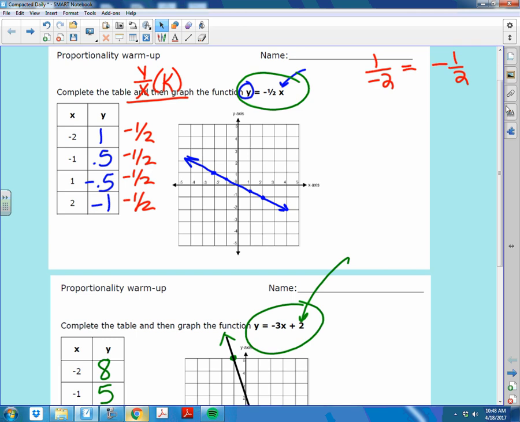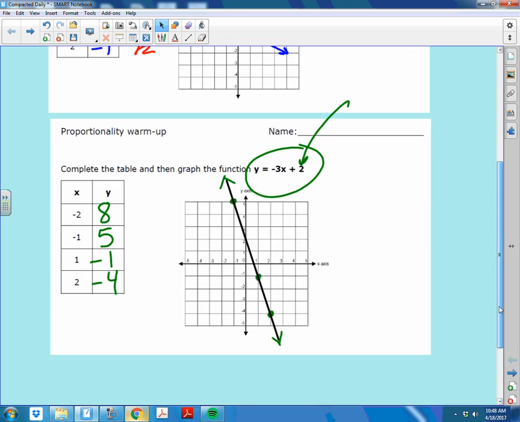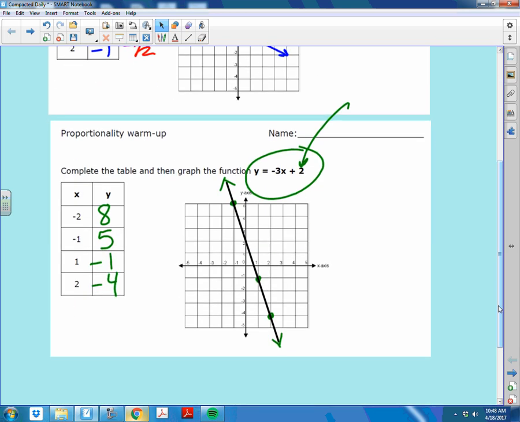Oh, and by the way, let me just show you a quick trick and then I'm going to let you go. Where does the bottom one, where does it appear to cross the y-axis instead of at the origin? Where does it cross, Alex?